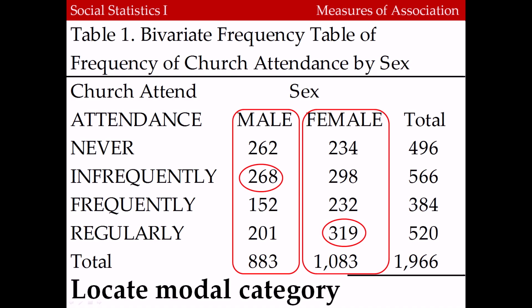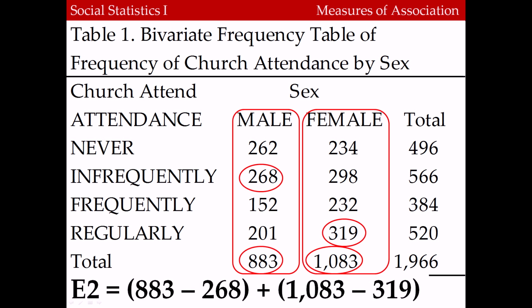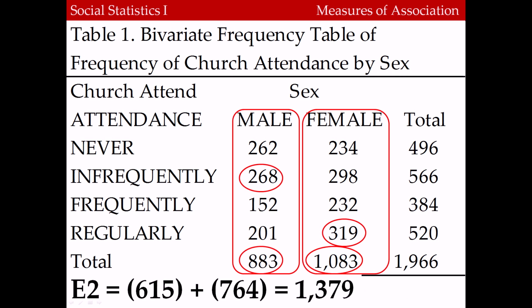And so we ask ourselves, how many errors would we make if we assume that all men went infrequently? And how many errors would we make if we assume that all women went regularly? To find that difference, we just take the column total and subtract the modal category. So for men, it would be 883 minus 268. For women, it would be 1,083 minus 319. When we add together those two differences, that is 615 and 764, we get 1,379. And that's the number of errors that we make, or E2, when we take into account the value of the independent variable.